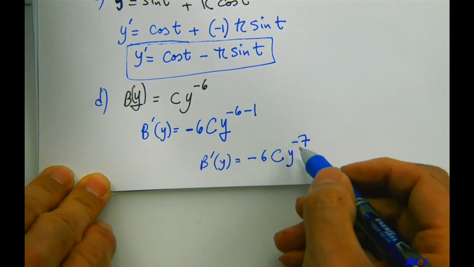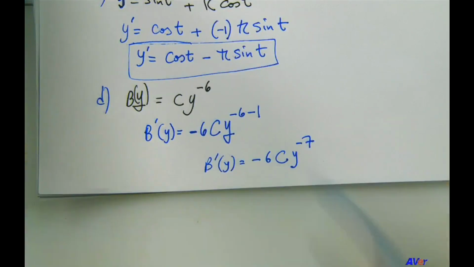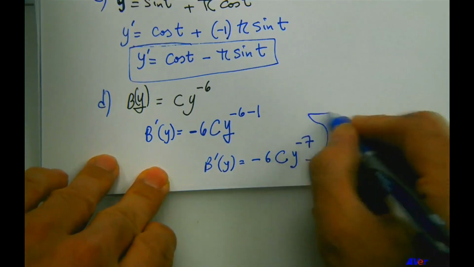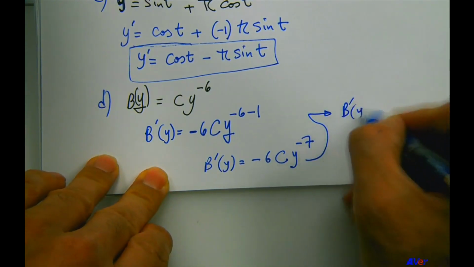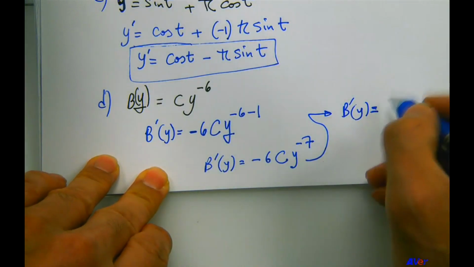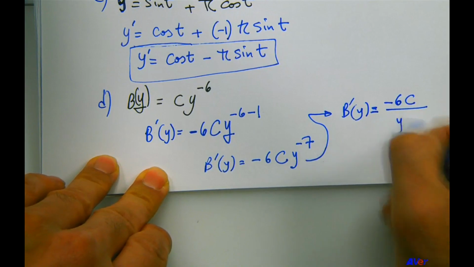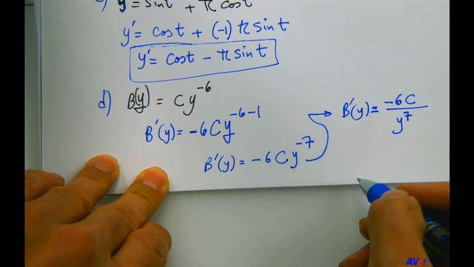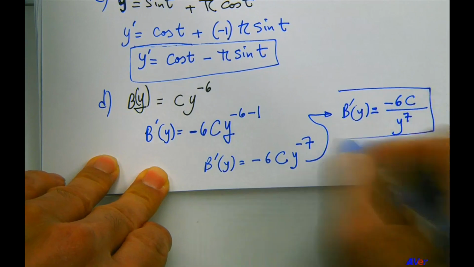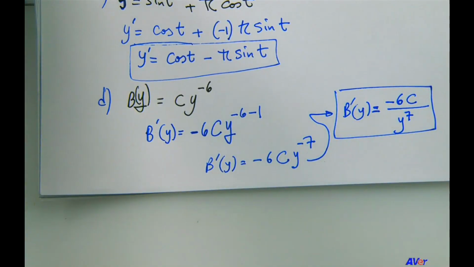Of course, in math, we work so hard in Math 124 and Math 126 to emphasize that we want to convert these negative powers to positive ones. So let's do that. b prime of y is equal to minus 6c divided by y to the positive 7 power. Like that. Okay.